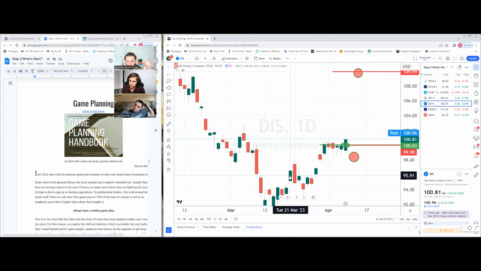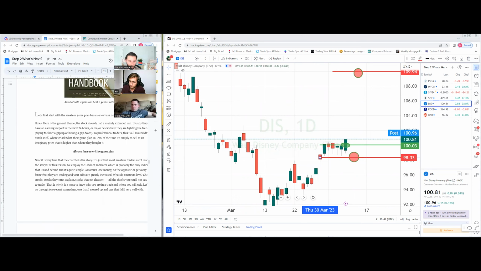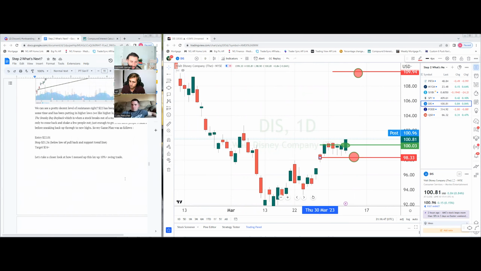We want to remember it's entry first, stop second, target third, and you want to find the target based off the risk you're going to give that name. So in this name, in Disney, it's $2 risk at the moment. I need to aim to make at least $10 a name, risking 2%, and maybe to make 10%. If I'm risking 1%, I want to make 5%.